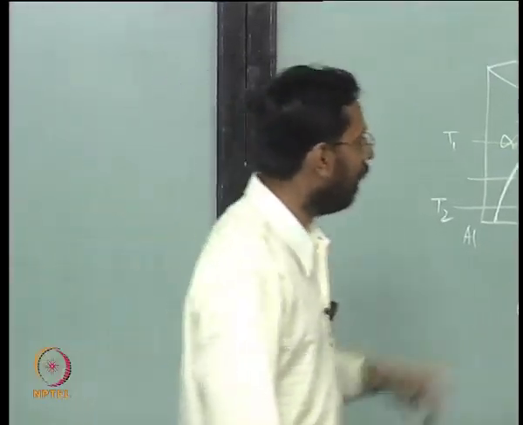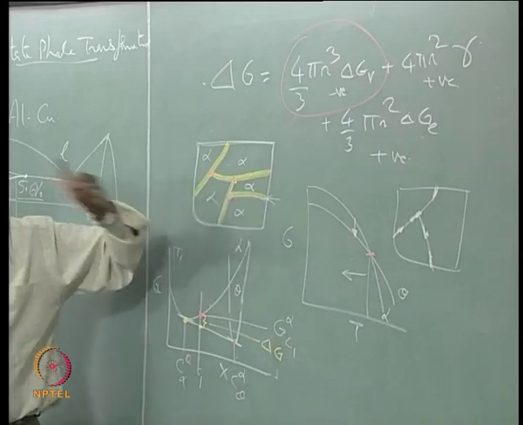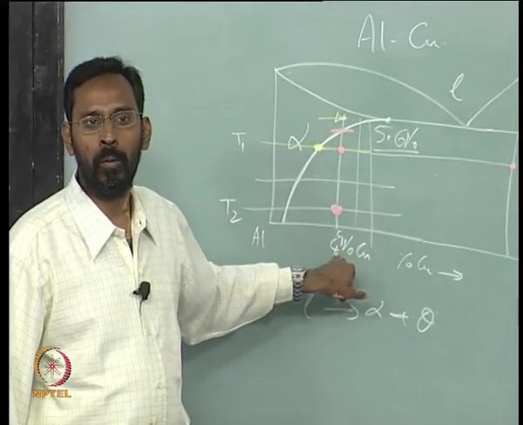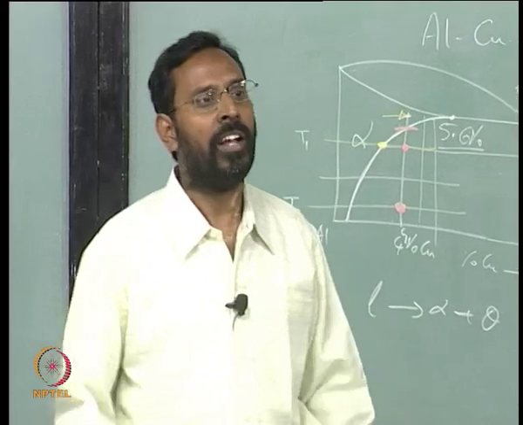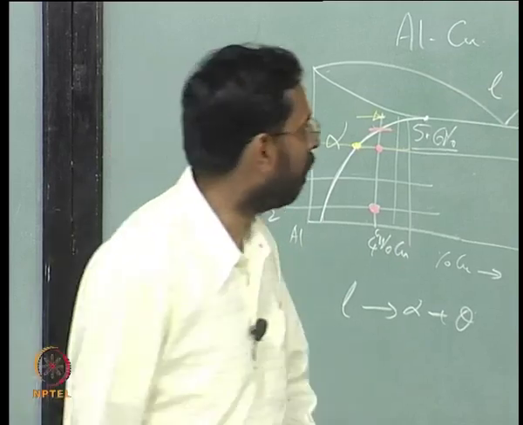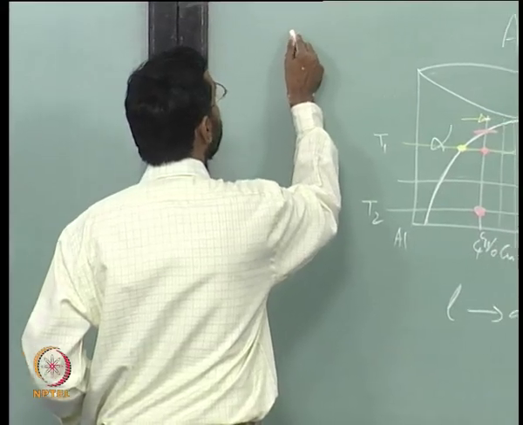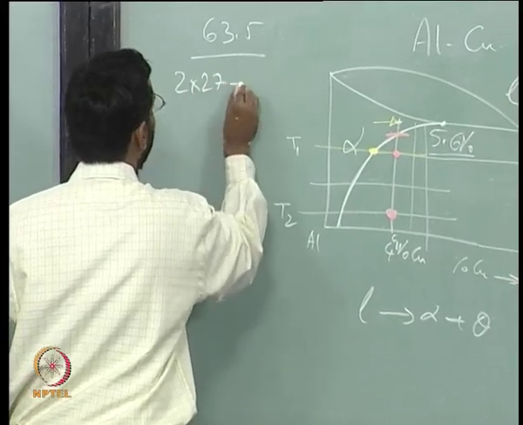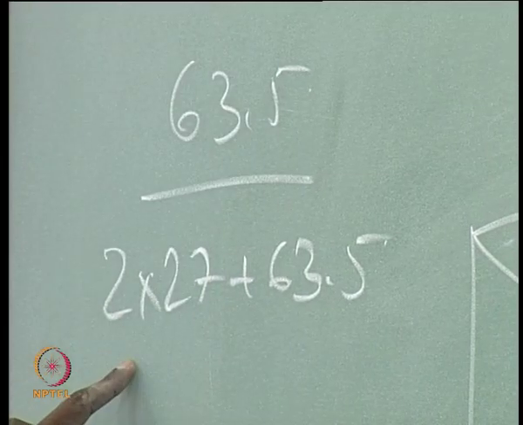Why? Because if you want nucleation at the grain boundary to happen, you need copper atoms. Remember, what is the alpha phase? Alpha phase has 4% copper. What is theta phase? If I talk in terms of weight percent, it is approximately 55% or so, is it not? So if you want to convert it into atomic percent, it is 63.5 divided by 2 into 27 plus 63.5, one atom of copper, two atoms of aluminum.